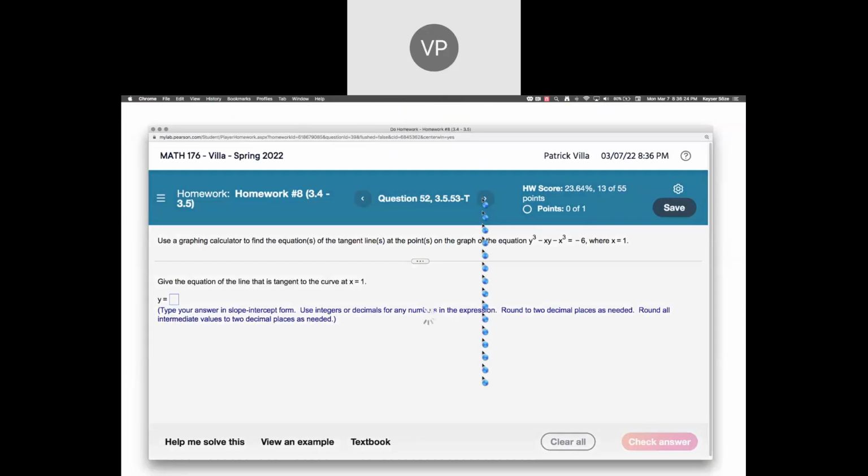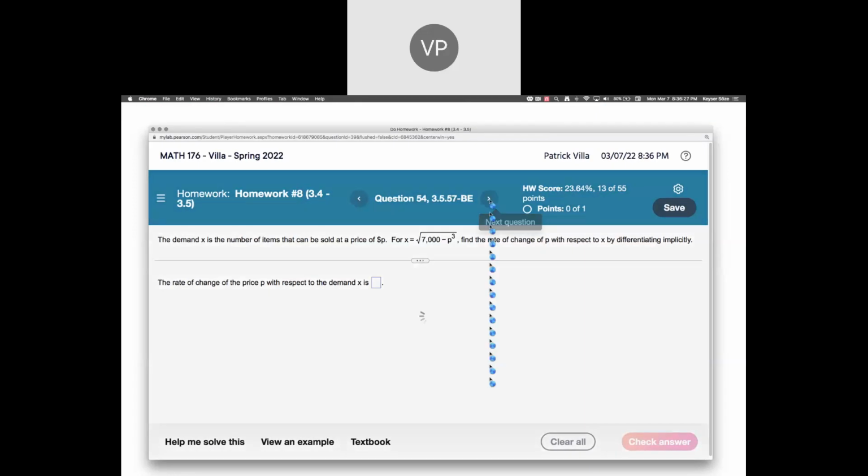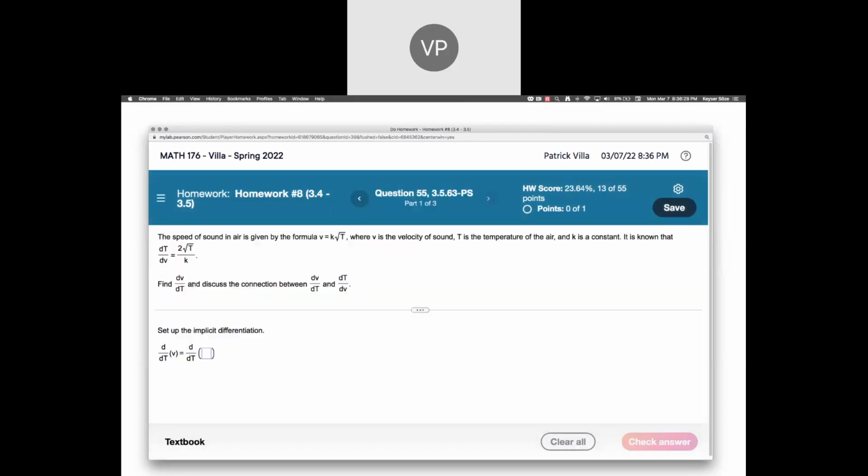So you see there's definitely not as many questions. We only had to do 4 or 5 today in the ones that I'm doing for you, but they do take more steps, take a lot more time to do. So we have the speed of sound in air is given by the formula v equals k square root of capital T, where v is the velocity of sound, T is the temperature of the air, and k is a constant. It is known that the derivative of T with respect to v is 2 square root of T all over k. So they want us to find dv/dT.